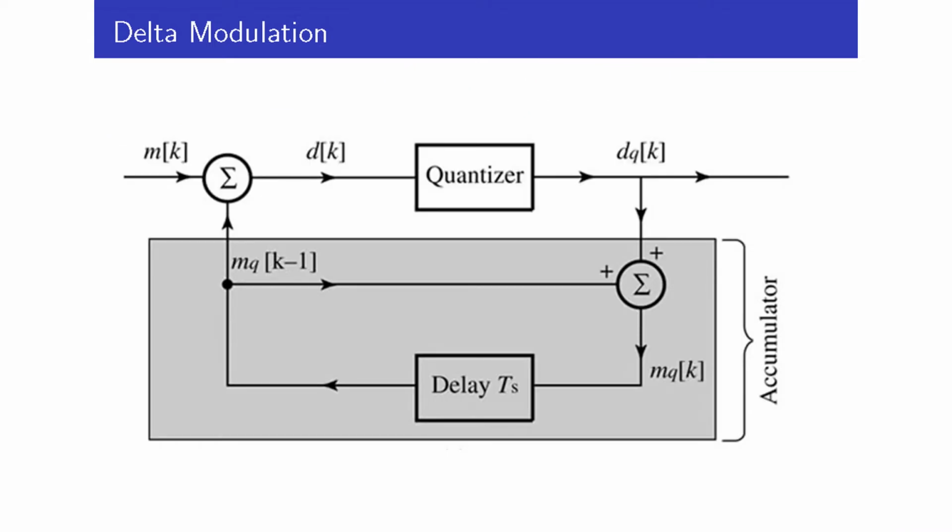So we can see here that the encoder is similar to the encoder of the differential pulse code modulation, except that our predictor is replaced by a single delay element, a special case of a general linear predictor, and the quantizer is a one-bit or two-level quantizer. And of course, you remember that this gray part is similar to the decoder, and as we just derived, it is equivalent to an accumulator.